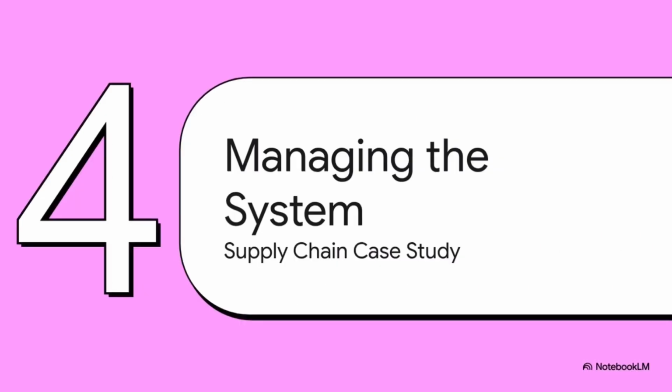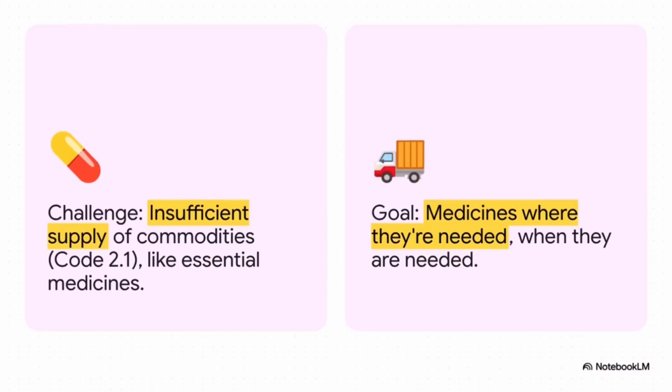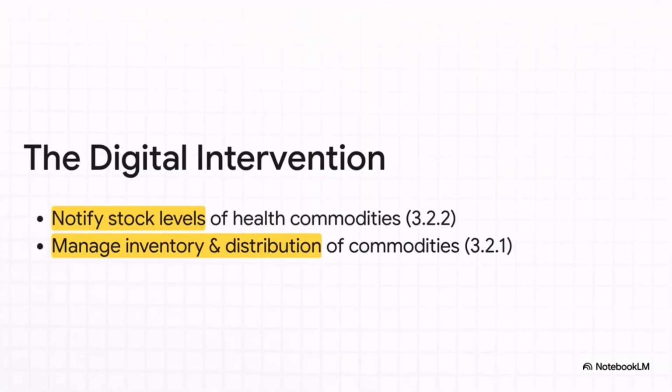Okay, so we've covered patients and we've covered providers. Let's zoom out one more time to the biggest piece of the puzzle: managing the entire health system itself. A nightmare scenario for any health system is an insufficient supply of commodities. Plain and simple, that means a clinic has run out of vital medicines. This isn't just an inconvenience, this can be a life or death problem. So the goal is to get medicines where they need to be, when they need to be there. No exceptions.